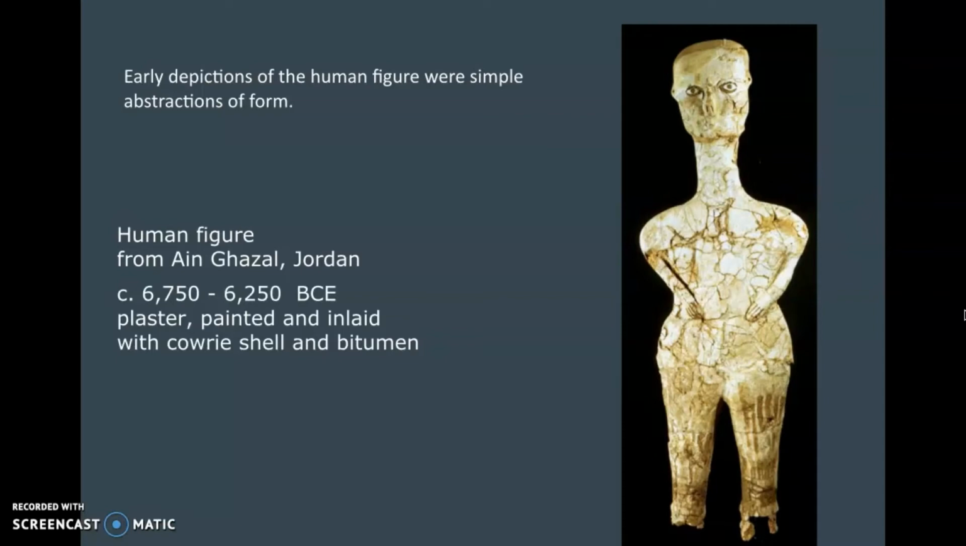So this is a human figure from Ain Ghazal, Jordan, and it dates from 6,750 to 6,250 BCE. It's made with plaster and painted and inlaid with cowrie shell and bitumen.